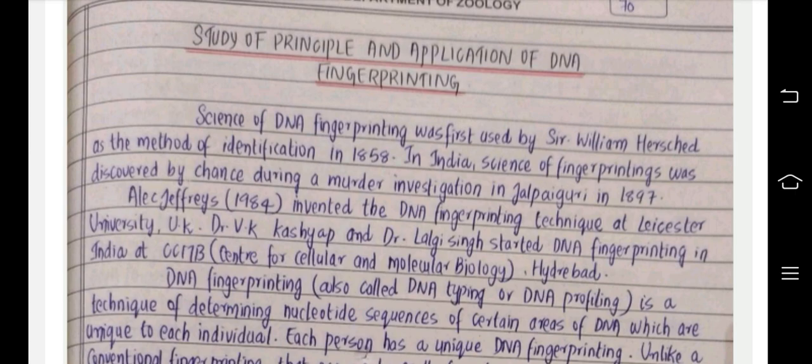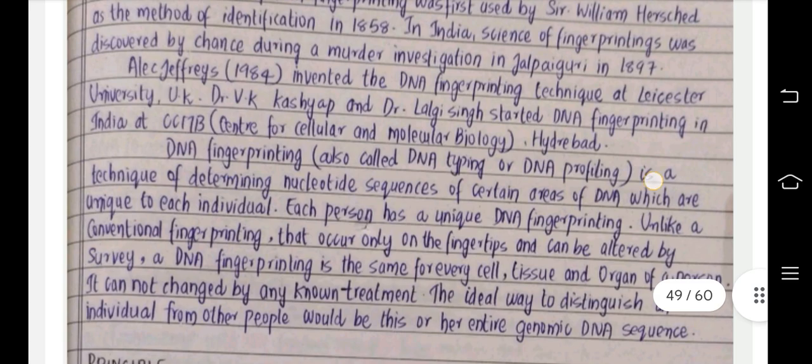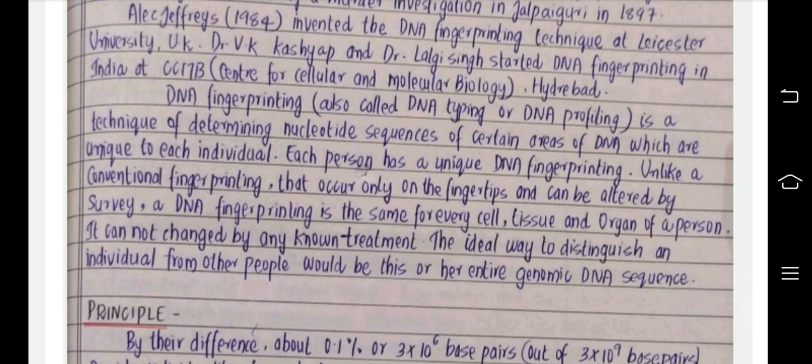Alec Jeffrey invented the DNA fingerprinting technique at Leicester University, UK. Dr. V.K. Kashyap and Dr. Lal Singh started DNA fingerprinting in India at CCMB, Center for Cellular and Molecular Biology, Hyderabad. DNA fingerprinting, also called DNA typing or DNA profiling, is a technique of determining nucleotide sequences of certain areas of DNA which are unique to each individual.